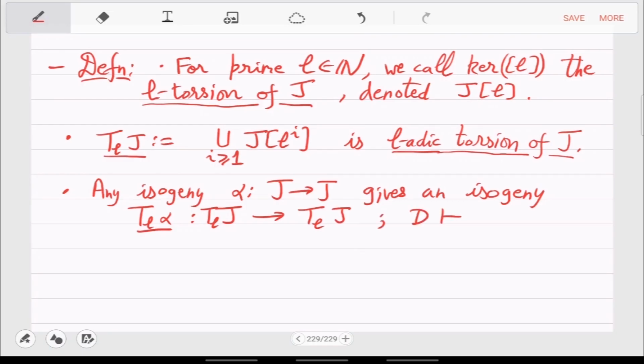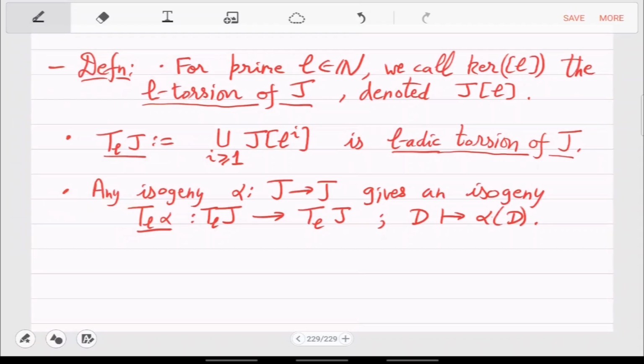Simply d to alpha d. Note that since alpha is an isogeny, it respects the group structure. If L times d is 0, then L times alpha d is also 0. So an isogeny naturally maps L torsion or L-adic torsion points to L-adic torsion points. So we will basically work with TL J and TL alpha. That was originally Weil's idea.